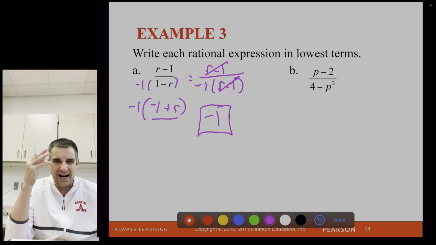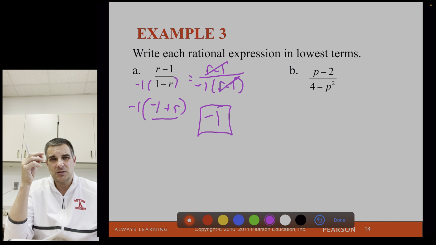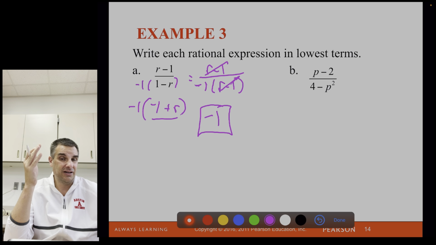It's kind of, if you see that opposite thing in there, factor out a negative 1, and it becomes the same, and they can cross each other out. You just got to leave that negative out there somewhere. Okay?